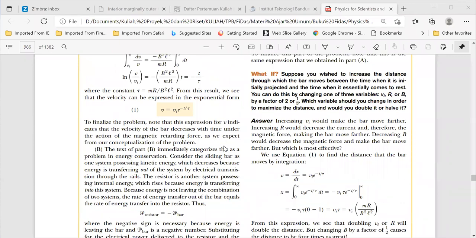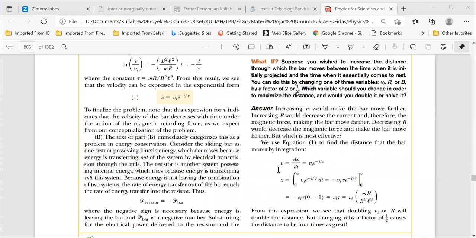So what if you want to compute the velocity and the position or distance of the bar? You just integrate this dx dt over this function. If you take the time to infinity, it means that the bar will be at rest at the final stage. So this is the final position of the bar: Vi times mR over B squared times L squared.